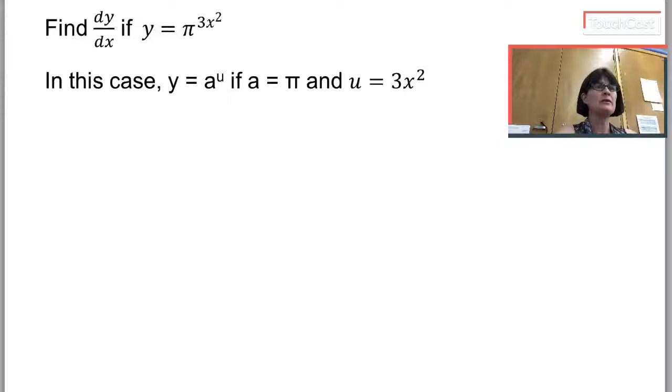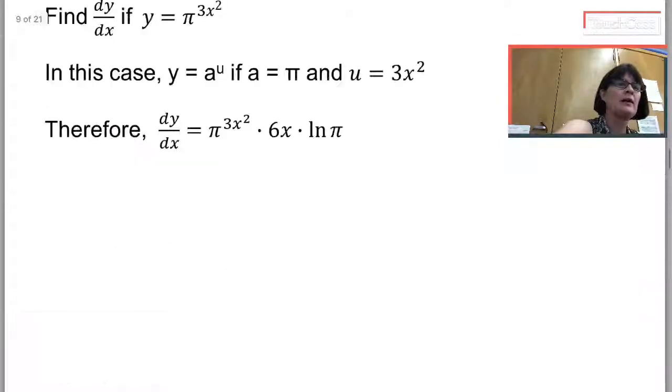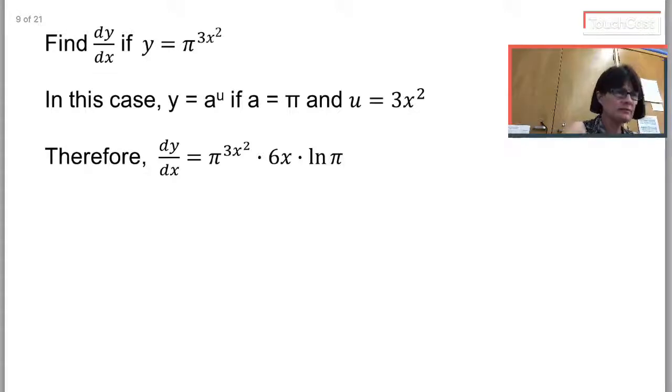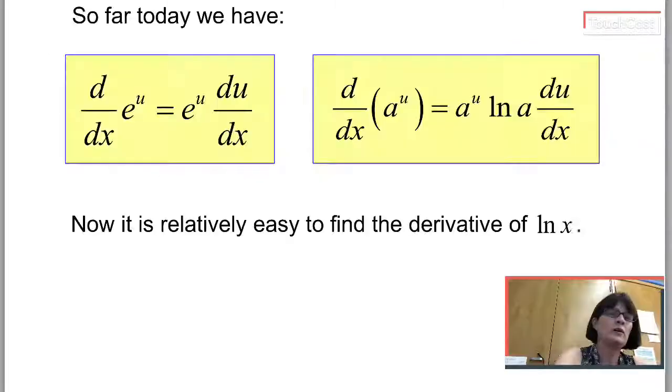So y is a to the u, a is pi, u is 3x squared. I'm going to take the derivative using this rule that you just wrote down on your paper. dy dx of a to the u is a to the u times the natural log of a times du dx. So that's what I have here. The derivative with respect to x of pi to the 3x squared is pi to the 3x squared times the derivative of the exponent, this is the du dx part, times the natural log of the base, and the base in this case is pi. Final answer.